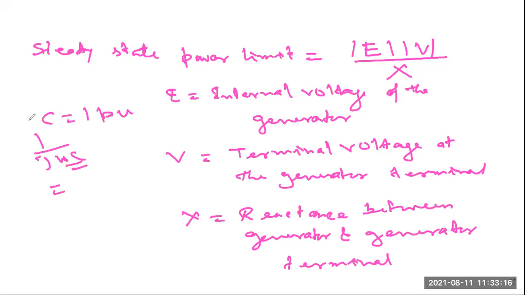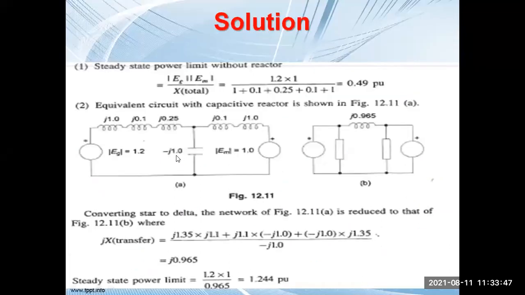So this omega C value is 1 per unit. It is given because it is per unit. So per unit means 1 by J into 1. Now what will happen if you multiply J in the numerator? This will be minus J square in the denominator. J square equal to minus 1. So this is minus J1. Is it clear now? Is it clear why this value is minus J1?